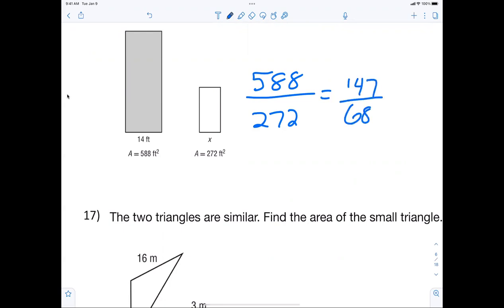147 over 68. Do we agree with that? Yes. Now, that's the ratio of the areas. I need the ratio of the sides. So what do I do with that number? Take the square root of it.